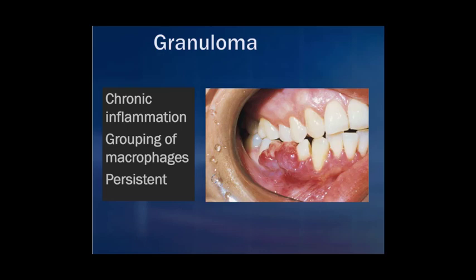But granulomas form as a result of chronic inflammation as those macrophages begin to group together in an attempt to enclose the inflammatory substance since the body has failed to destroy it. These are quite persistent, and once formed, they often have to be surgically excised. We're going to talk more about granulomas in just a little bit.